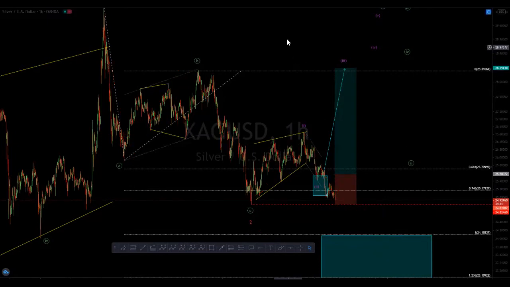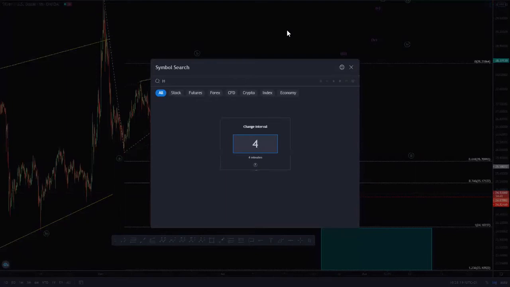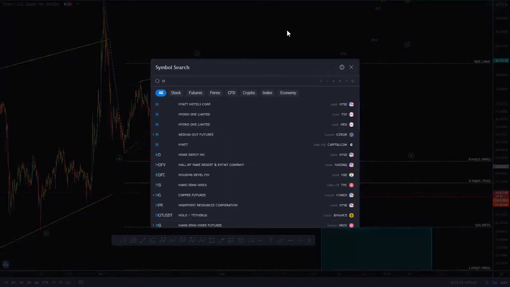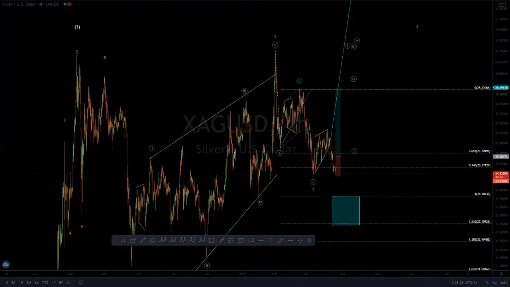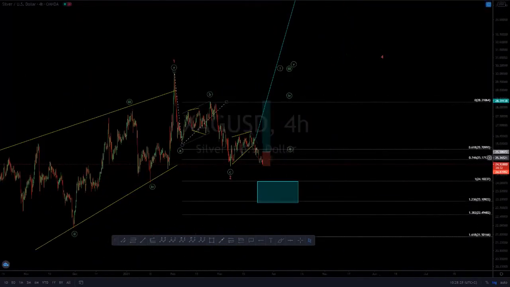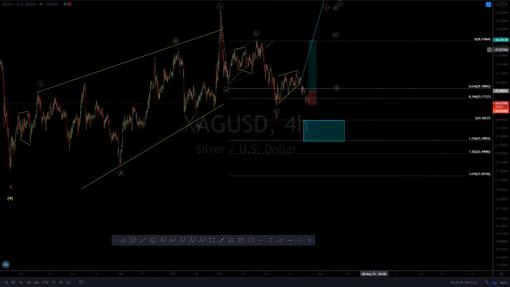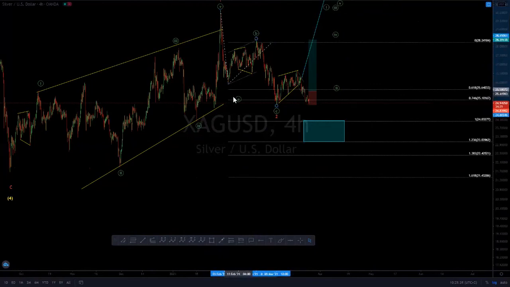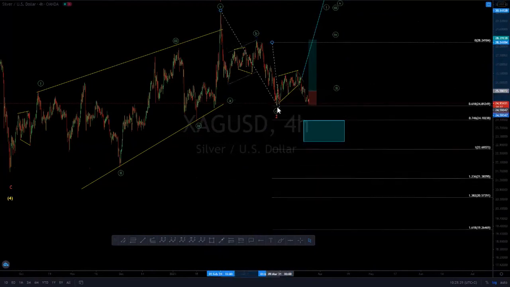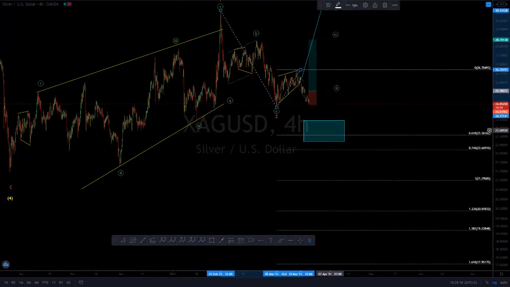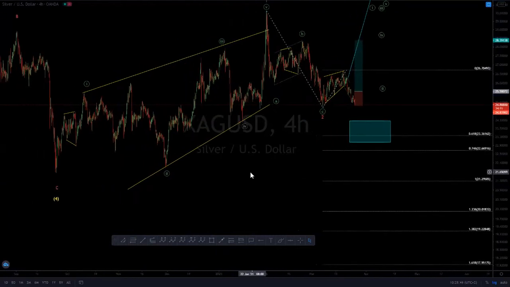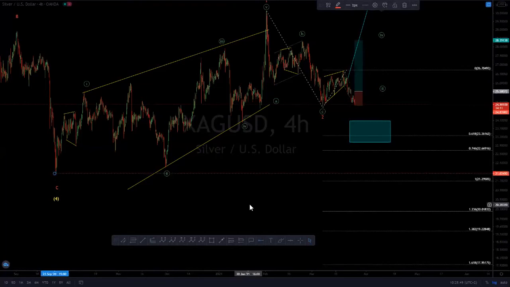Let me just show you on a 4 hourly what I mean, it might be invalidated. Okay, let's see here. It might not be invalidated. I hope this is what you are asking for, that this is a W, this is an X here, and then we are looking for that move to the downside. It will be invalidated because I'm not expecting that silver can come here.